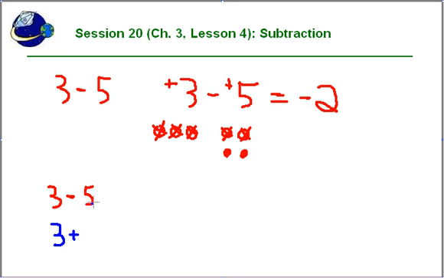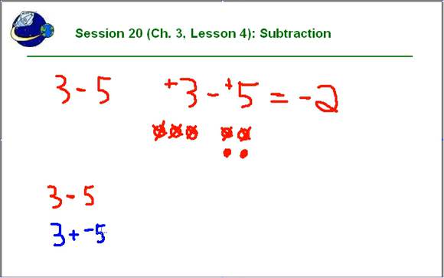Well, what's this number? This number's 5, or positive 5. Well, what's the opposite of positive 5? Well, the opposite of positive 5 is negative 5. So 3 minus 5 is really the same thing as 3 plus a negative 5. Well, how has that helped us?